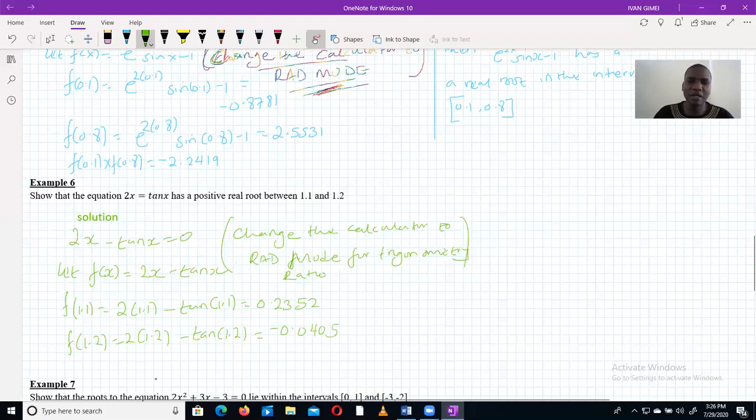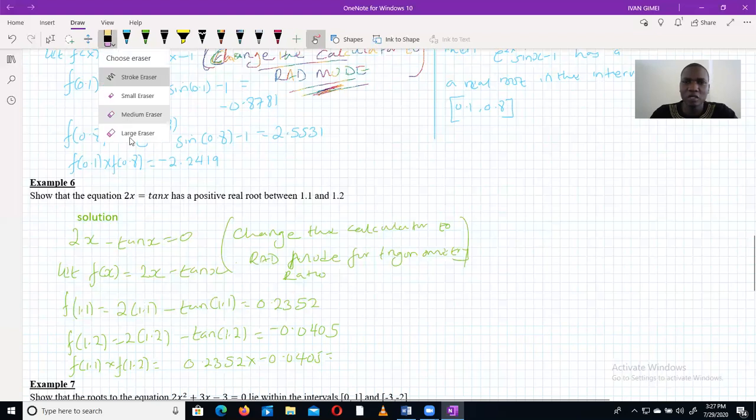Now then I go to f of 1.1 times f of 1.2. What will it give me? Of course, this will be the same as 0.2352 times negative 0.0405. This finally gives me 0.1722. I put a wrong value. It is 0.7122, this one here.